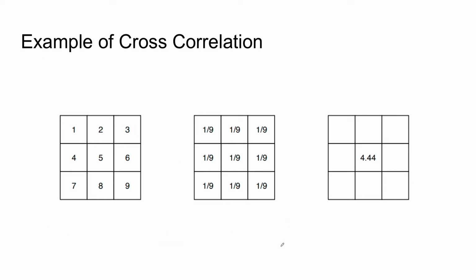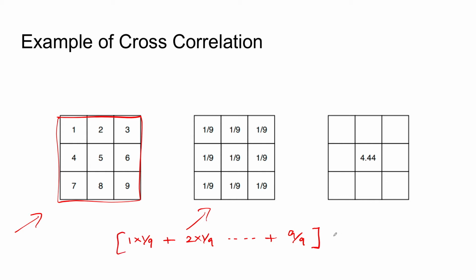Here this is our image and this is our kernel. So in cross correlation we place the kernel on the image and except the particular pixel which we want to find out, we multiply all the rest of it. That is, we'll multiply 1 into 1 by 9, 2 into 1 by 9, 3 into 1 by 9 and so on till 9 except 5. When we do so, we end up with a value of 4.44.